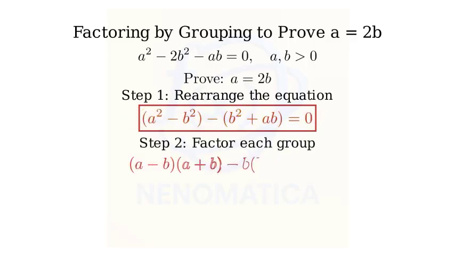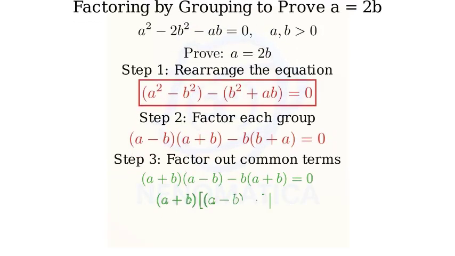Step 2. Factor each group. The first group is a difference of squares, which factors as (a minus b) times (a plus b). The second group factors by taking out b as a common factor, giving b times (b plus a). Keep the subtraction sign between the groups.